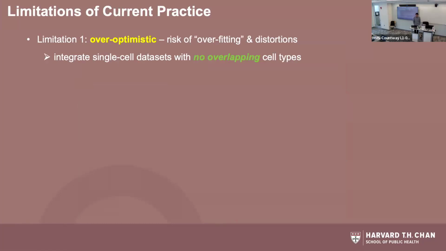The first limitation, as I just mentioned, is that most existing methods seem to be over-optimistic about this task of integration. Basically, there is a risk of overfitting, where in order to make the alignment, it substantially distorts the individual data sets in order to make the comprehensive alignment matching between two data sets. So we did a very simple experiment. We got two data sets where we know there is completely no correspondence between them. It's just two types of tissues with no overlapping cell types.